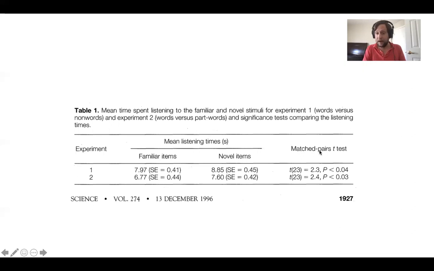A paired t-test is the same as a within subjects t-test. They were comparing the means of these two different conditions, and they found a significant difference. And they found the same pattern of results in experiment 2. The infants spent more time looking at the novel, that is the new words, the non-words, compared to the words or the familiar items in both experiments. Each experiment used a within subjects t-test comparing the means of those two conditions.